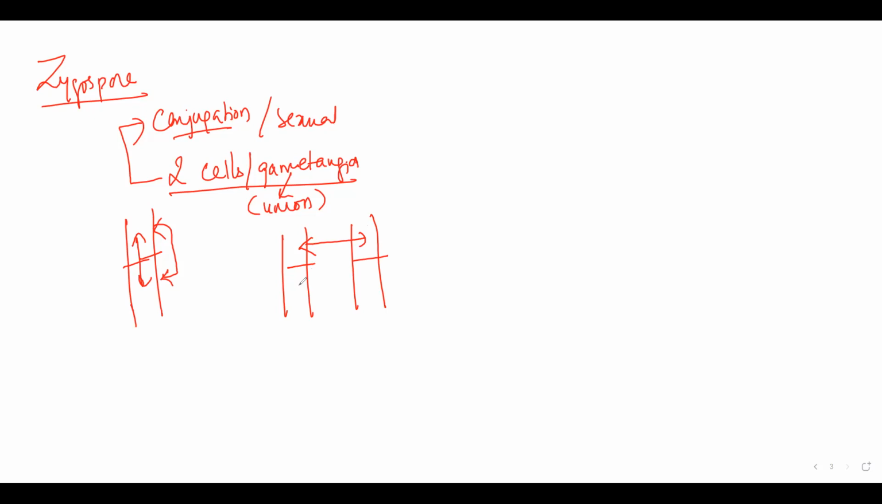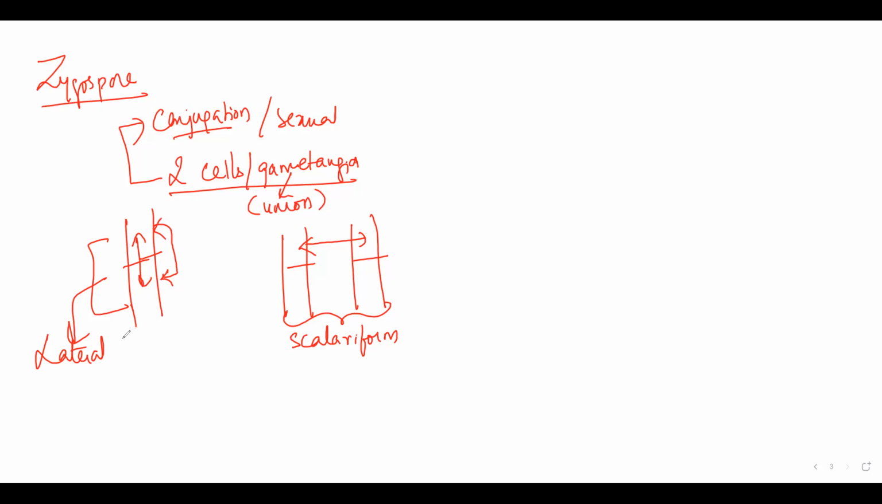Now, if the two cells belong to two different filaments like this, we call this conjugation scalariform conjugation. And if the two conjugating cells belong to the same filament, then what do we call this? We call this lateral conjugation. Lateral conjugation. Now, I'm coming to the process of formation of the zygospore. Now, you need to understand this one.